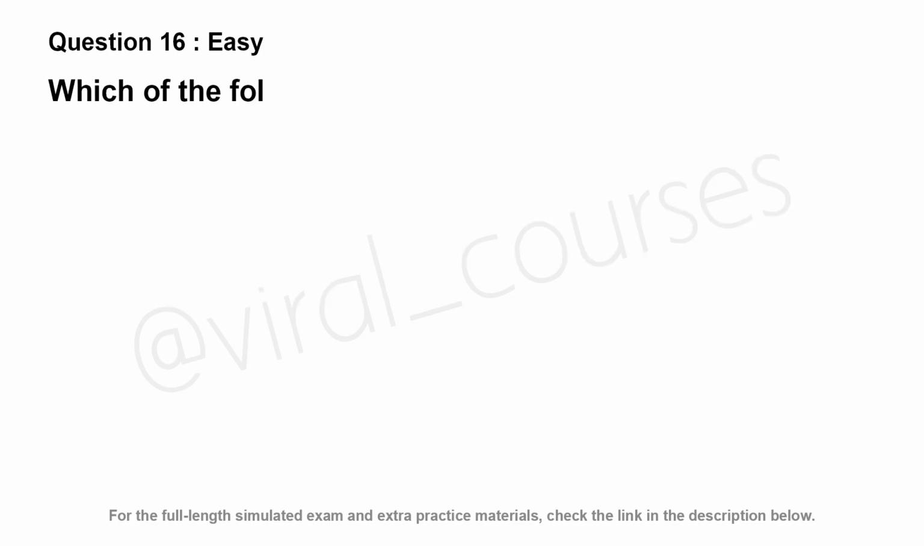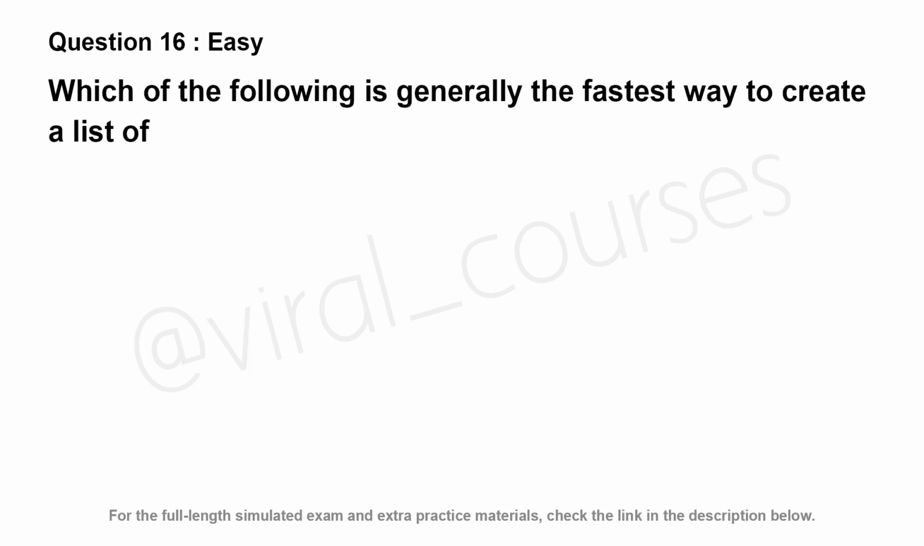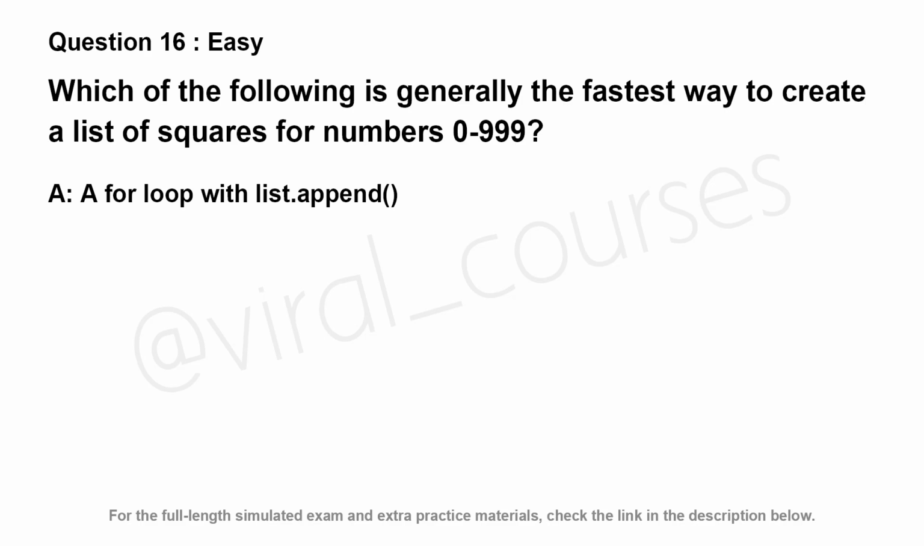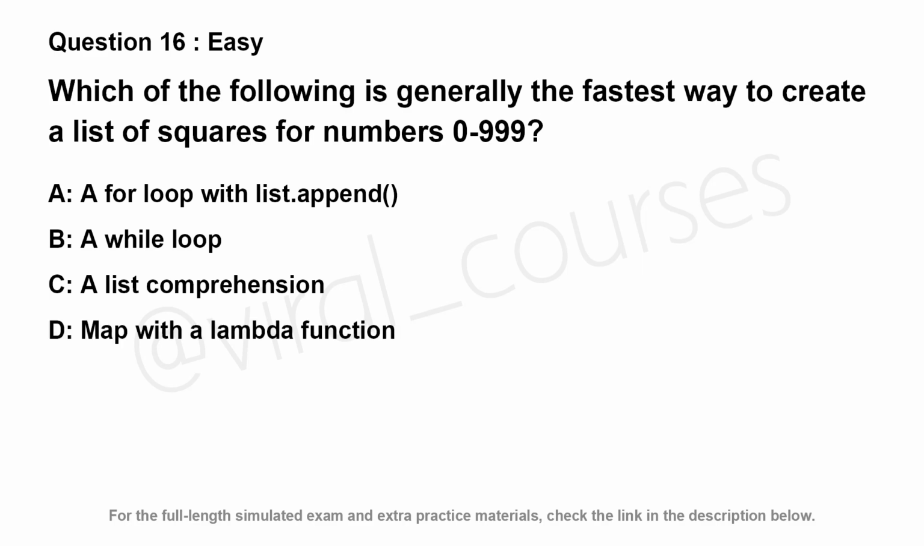Which of the following is generally the fastest way to create a list of squares for numbers 0 to 999? Option A, for loop with list append. Option B, a while loop. Option C, a list comprehension. Option D, map with a lambda function.